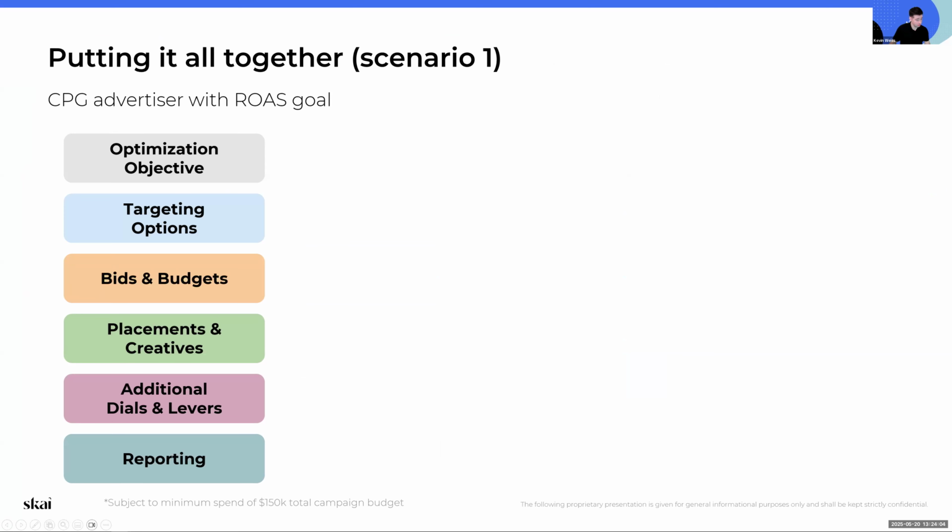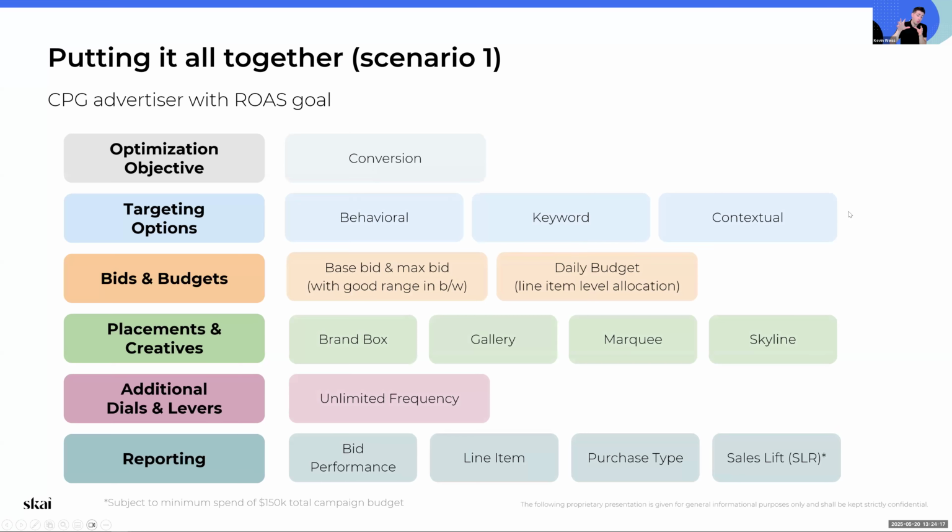We're going to put it all together here in a common scenario. We've got 2 scenarios that we'll unpack, and we've got all of those different settings. So this one is a CPG advertiser with a ROAS goal. When you unpack that, you're going to have a conversion optimization objective. You're going to have these targeting options, and of course these different settings.